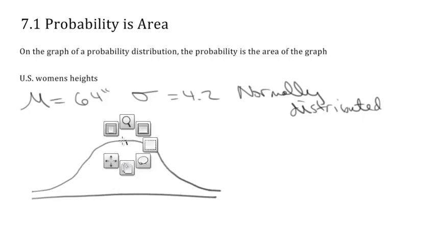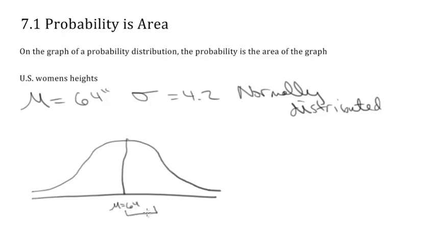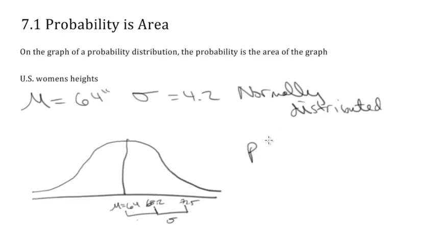Now, normal distributions are symmetric, so the mean is going to be right there in the middle. And if I go up one standard deviation, I will find that I'm at 68.2. And if I go up one more standard deviation, then I will find that I'm at 72.5. I'm going to use those markers to help me find the probability that somebody is equal to, well, do I mean exactly equal to? Probably not, but we'll talk about that in a second.